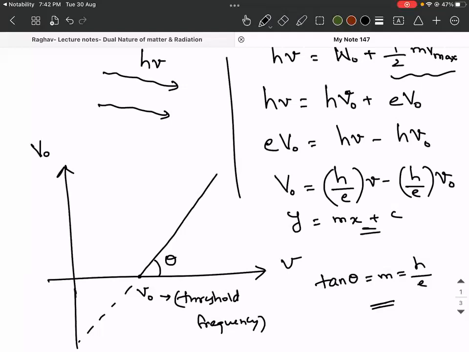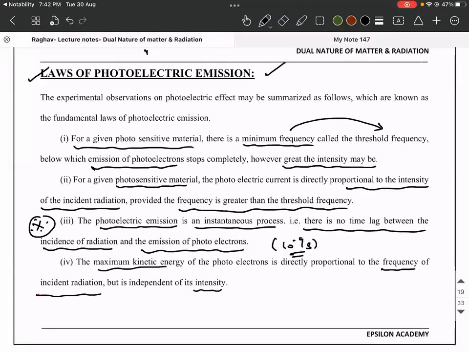Shall we proceed? Now listen. The next concept is laws of photoelectric emission. So what we did is we experimentally observed the pattern of photoelectric effect, and those observations are framed into the fundamental laws of photoelectric emission.